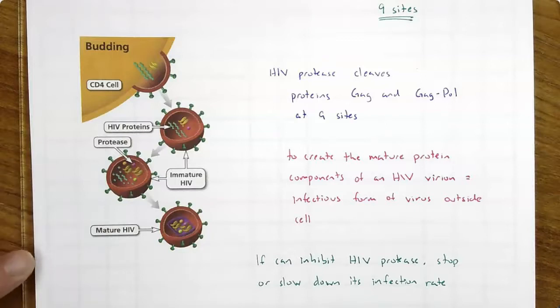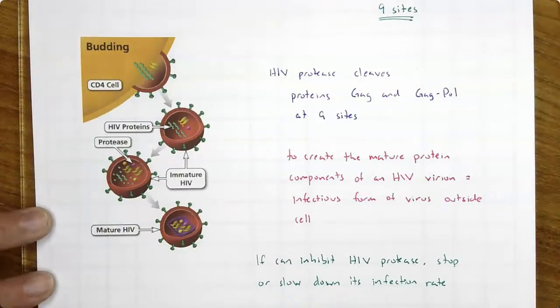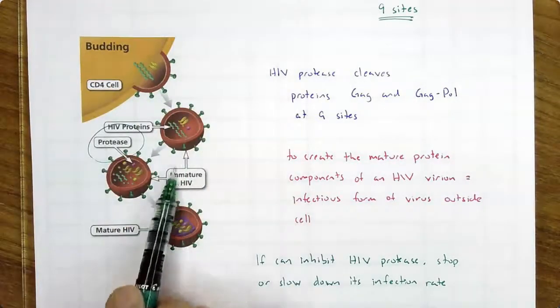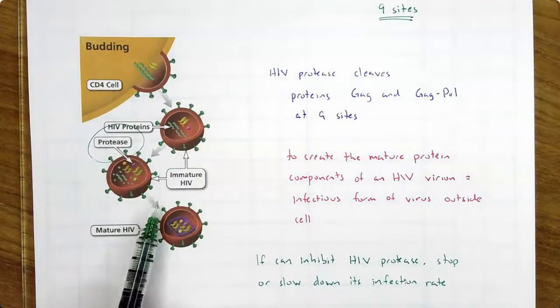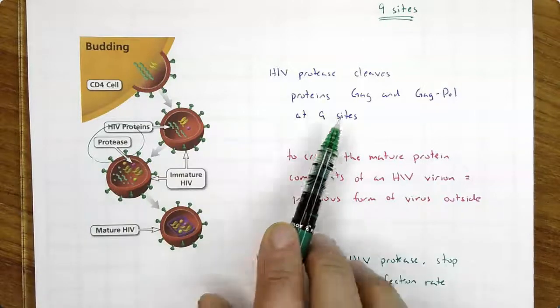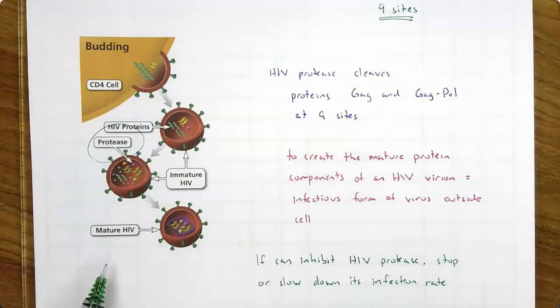In this schematic, we have the protease shown right here, and it's within the immature HIV envelope. But once it does its cleavage of these two proteins, the HIV variant is matured, and now it's infectious. One can imagine that if you can stop or inhibit this protease in particular, that you can slow down or even stop the infection rate.